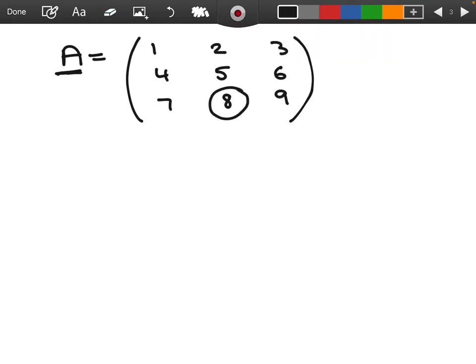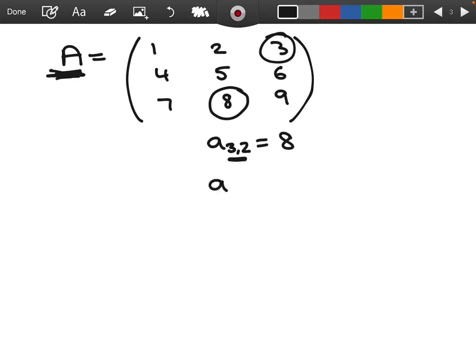And then we also need to deal with subscripts, because let's say I am referring to this entry here, this 8. I would refer to this as a_{3,2}. So a_{3,2} is equal to 8. I use the lowercase version of whatever letter I've used to denote my matrix. And then it is the 3,2 entry. It is in the third row and the second column. So it is the 3,2 entry.